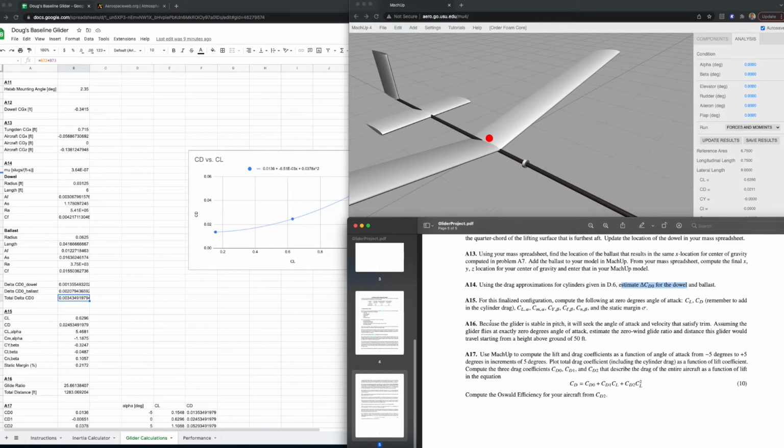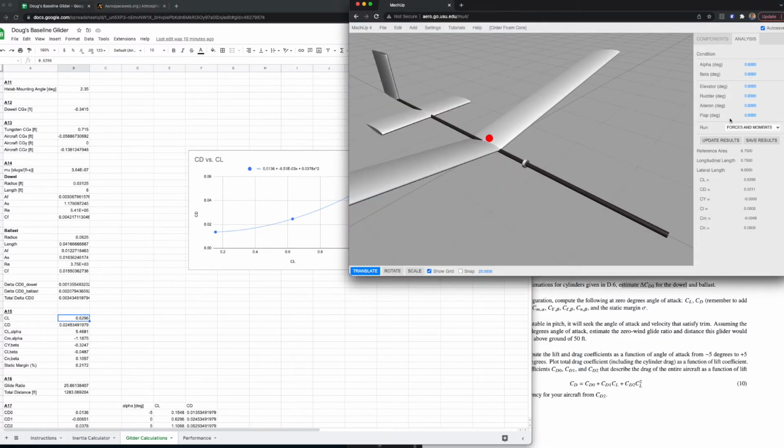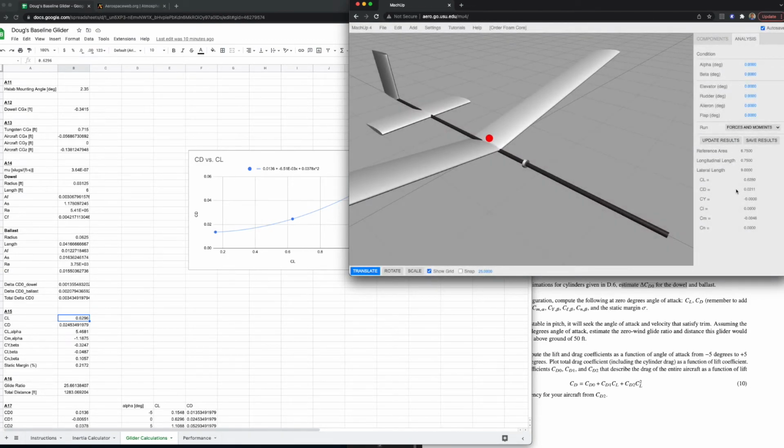Okay, A15, for this finalized configuration, compute the following at 0 degrees angle of attack: the lift, the drag coefficient, remember to add the cylinder drag, and then these stability derivatives and the static margin. Okay, so I'm just going to fill out this information here for our final configuration. So I'm going to run this at 0 degrees angle of attack, forces and moments, update results, and so these are my final numbers here.